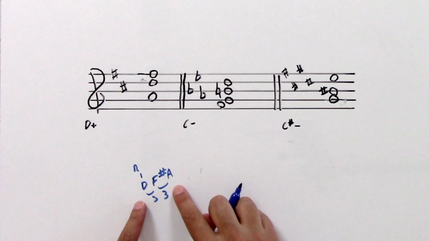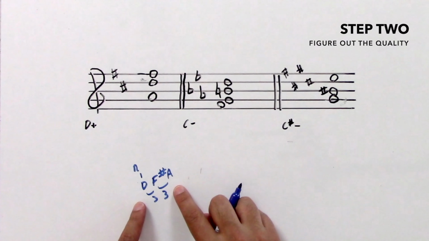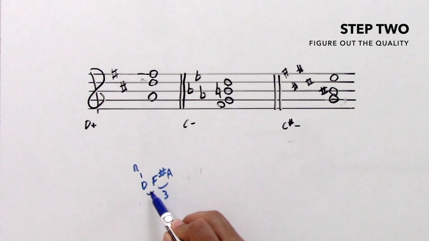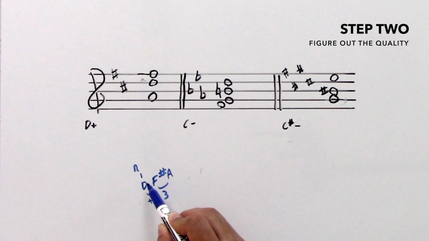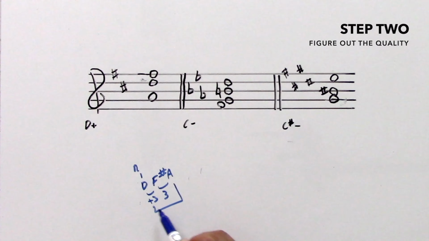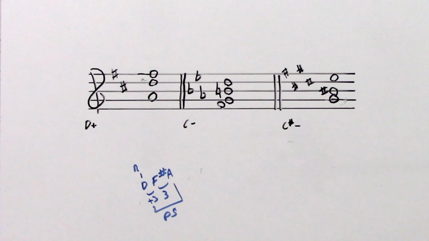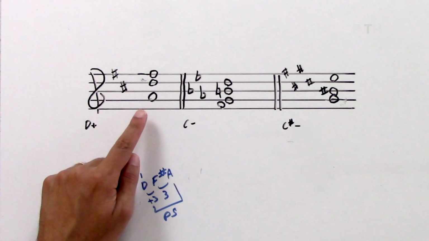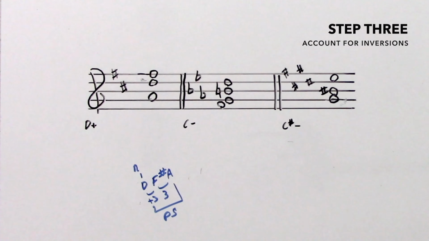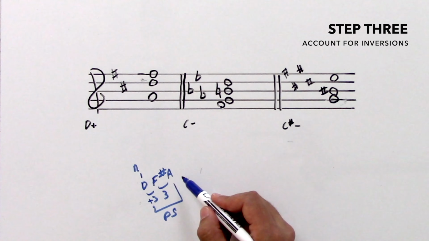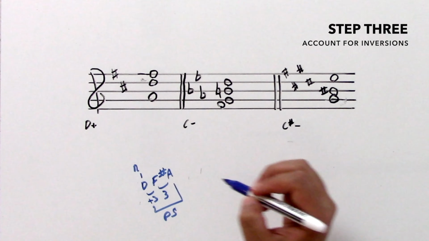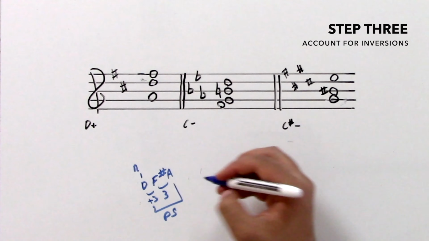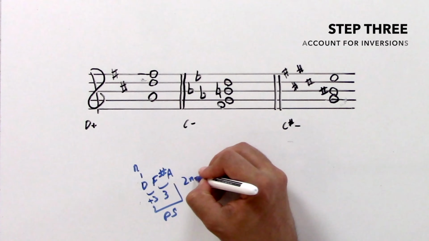Now looking down here, we have to ask ourselves if it's a major, minor, diminished, or augmented. I know it's a major chord because this is a major third and D to A is a perfect fifth. That's the formula for major triads. And now, what inversion is it in? A was the bottom note. So this chord is actually in second inversion.